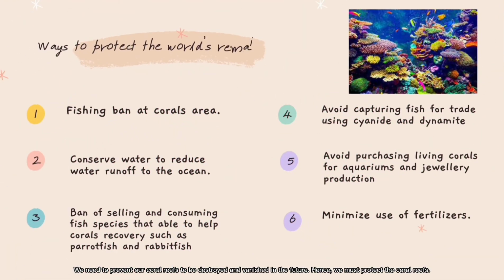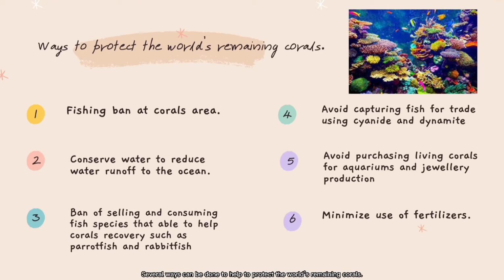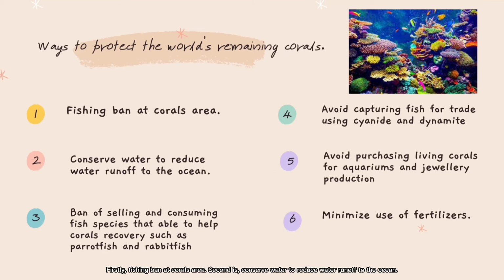We need to prevent our coral reefs from being destroyed and vanishing in the future. Hence, we must protect the coral reefs. Several ways can be done to help protect the world's remaining corals. Firstly, a fishing ban at coral areas. Second is to conserve water to reduce water runoff to the ocean.